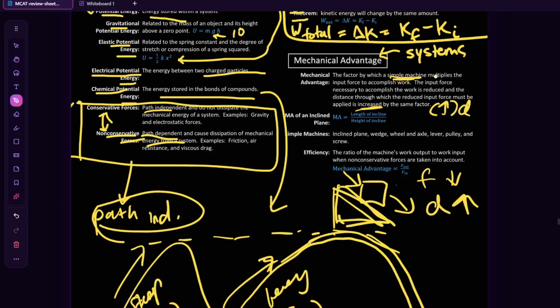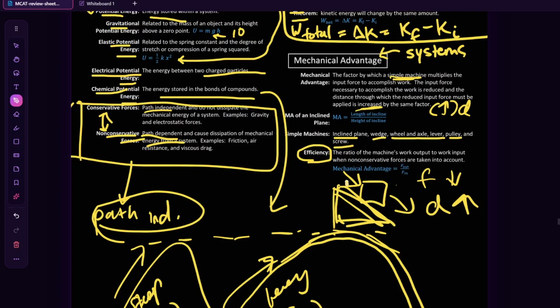So the ideal mechanical advantage of an inclined plane looks like this. The theoretical ideal is MA equals length of incline over the height of the incline. Simple machines include inclined planes, wedge, wheel and axle, lever, pulleys, and screws. You can also measure the efficiency of the machine's work, where MA is equal to F output over F input.